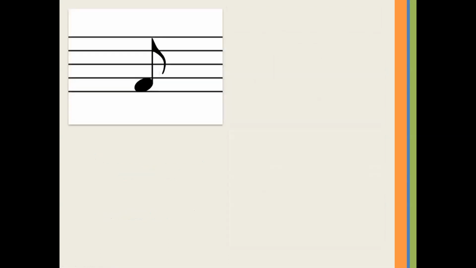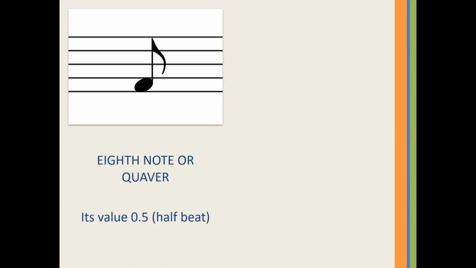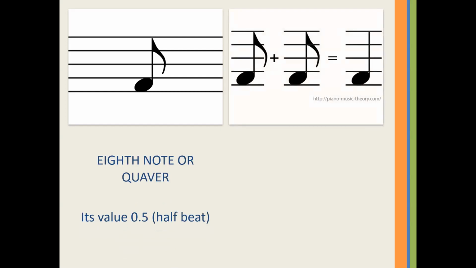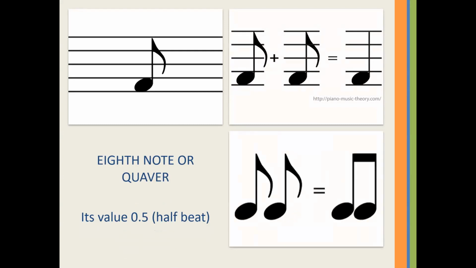Okay, so Praise, what note is this? A quaver. This is a quaver, alternatively an eighth note. Okay, its value is half a beat. So half plus half is 1, so 2 quavers will give us 1 crotchet.